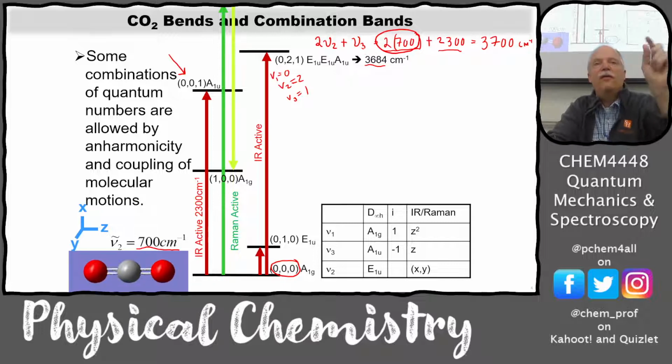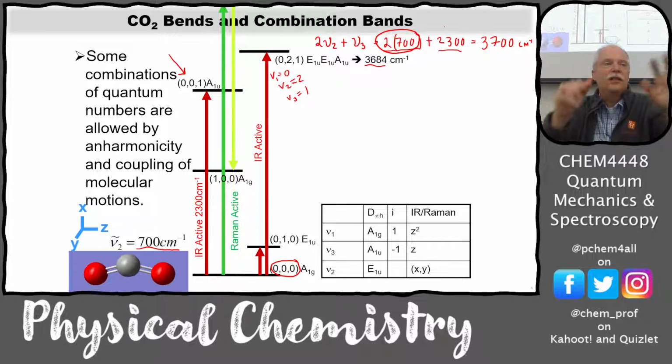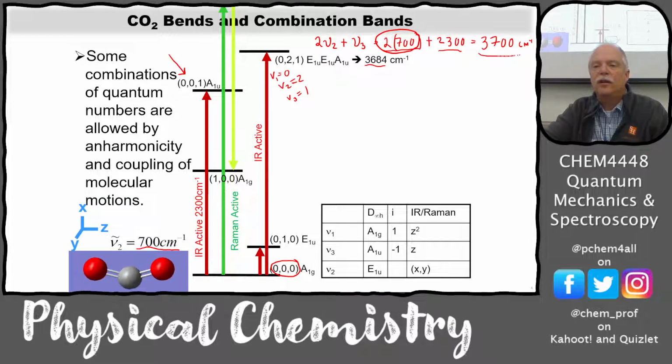And so you go through whatever quantum state you have for each of those, you multiply that frequency by that number of quantum excitations. Okay, and then V3 equals 1, so we just have 1 times the 2300. And so you just add all of those up, and that's what the new frequency will be. In this case, it was 3700.